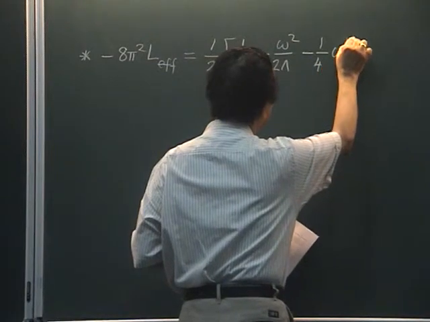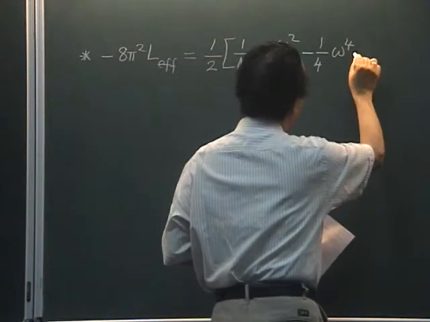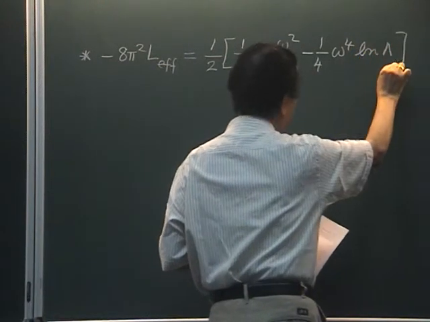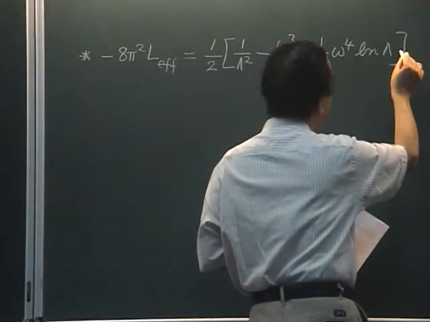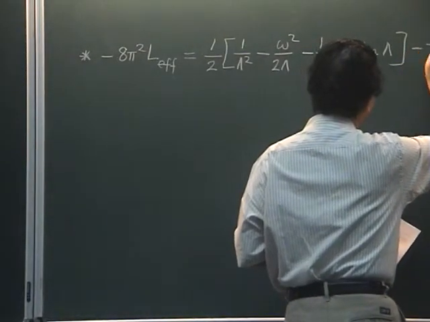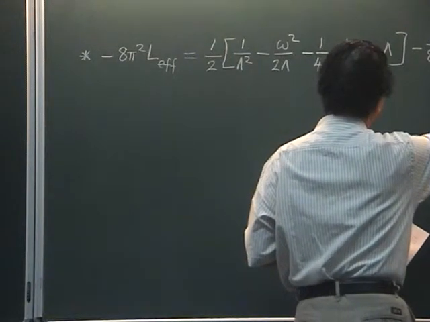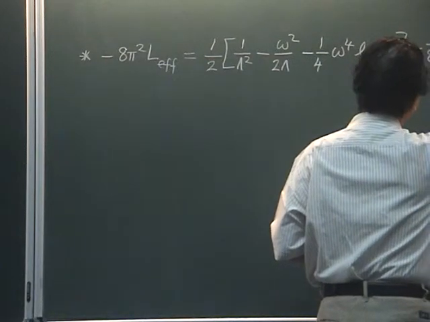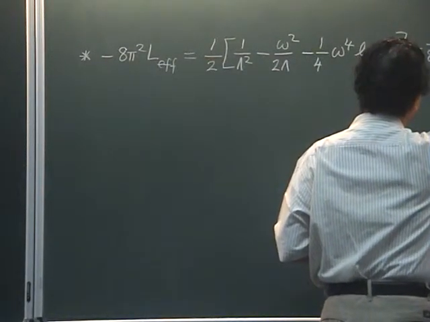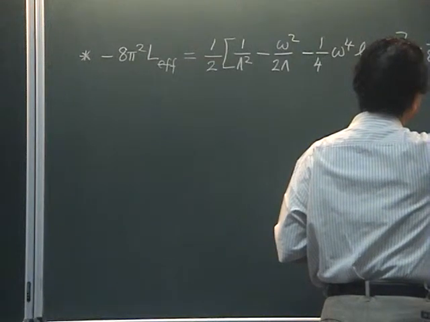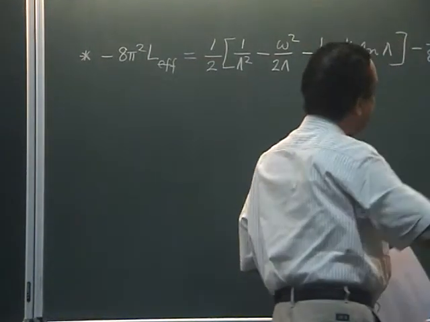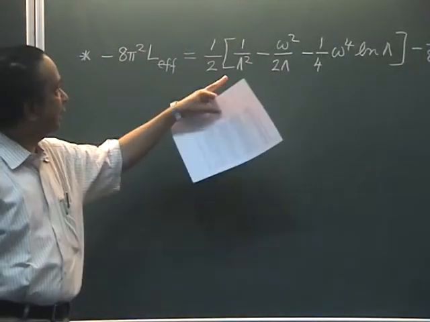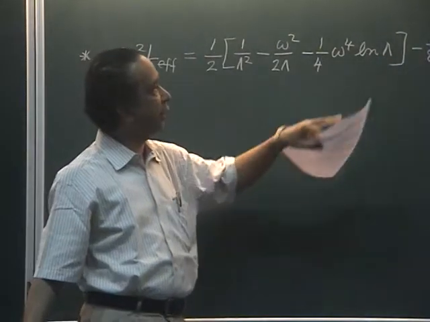Just make sure this is what you are going to do. Log lambda. These are the divergent parts. Then I have minus 1/8 omega^4 log omega squared by 2. And the last term I am ignoring, which is the one involving gamma times omega to the power 4, because that is ignorable compared to this one.